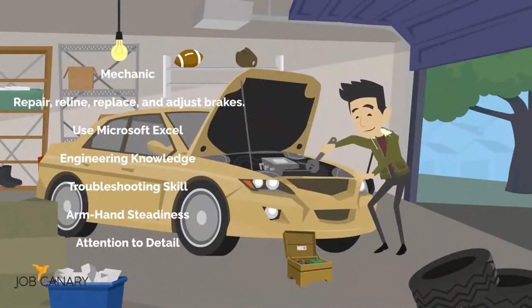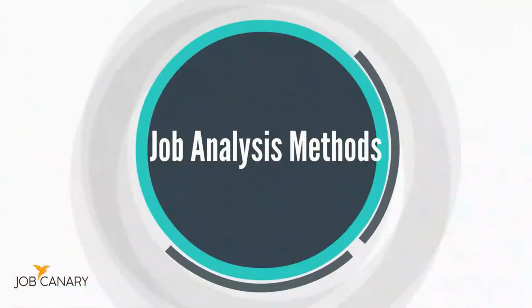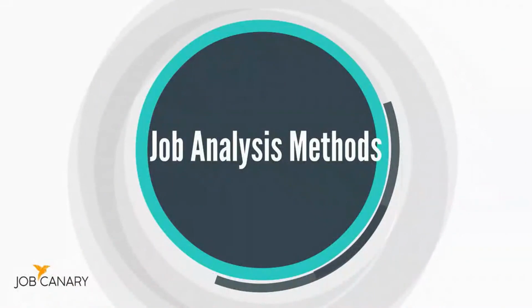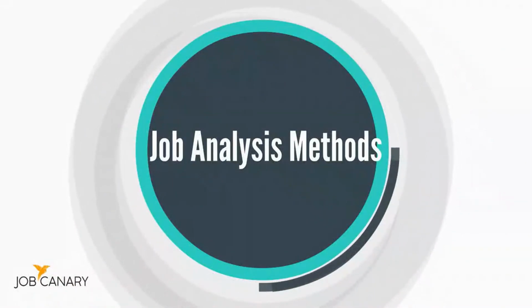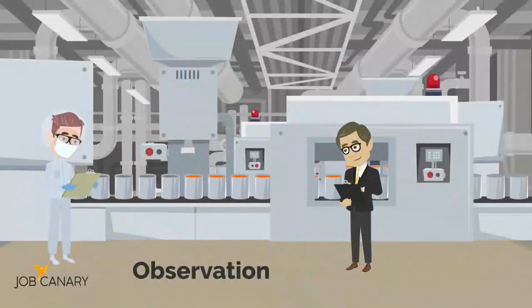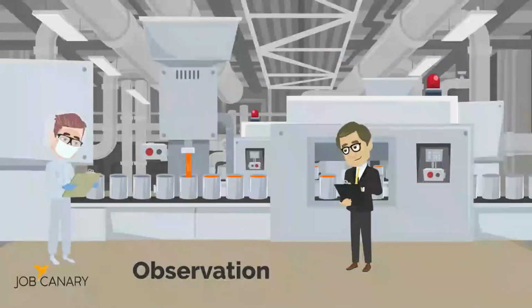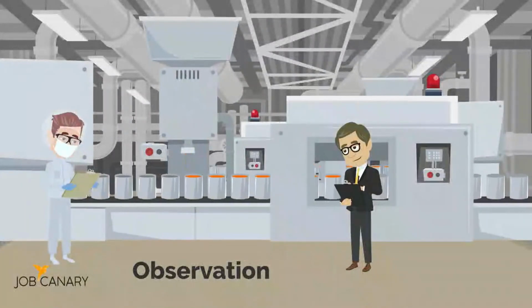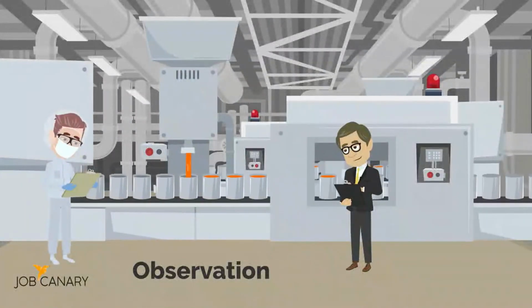The breadth and depth of these details requires analysts to use various methods. Let's examine some of the key methods that a job analyst must use in order to complete a proper job analysis. One method of job analysis is observation, where an analyst observes the incumbent for a period of time, taking detailed notes. This may include time and motion studies, video, computer or telephone monitoring.